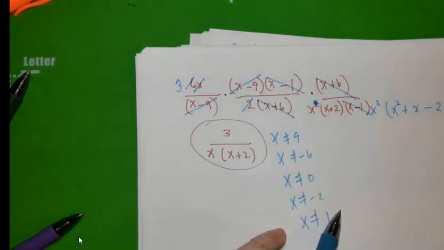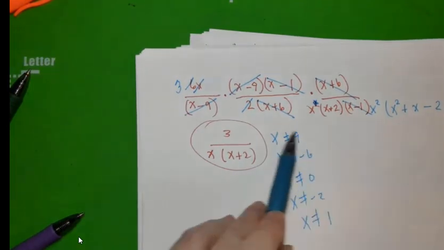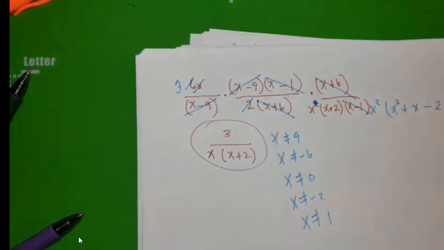You could just list out the numbers x cannot equal with commas if you don't want to write them down vertically, but you do need to list them somewhere. So those are the restrictions, and that's all for that problem.